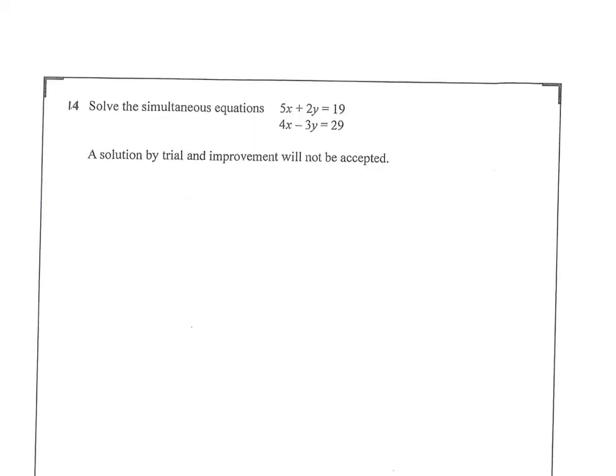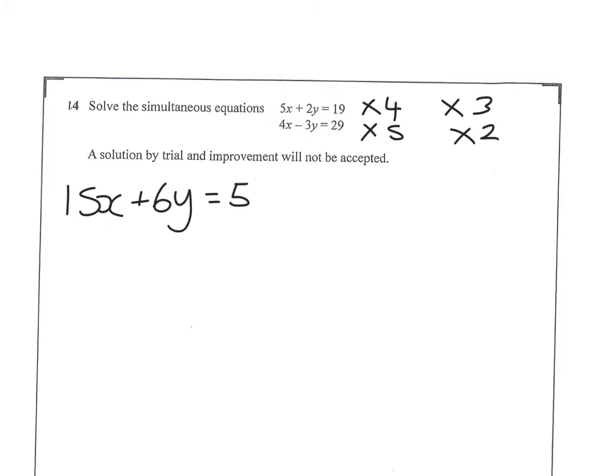To solve two simultaneous equations, we need the numbers in front to be the same. There's two ways to do this. We could either multiply the top by 4 and the bottom by 5, or multiply the top by 3 and the bottom by 2. I'm going to do it by multiplying by 3 and 2. 3 5s are 15, 3 2s are 6, 3 times 19 is 57. 2 4s are 8, 2 times minus 3 is minus 6, and 2 times 29 is 58.